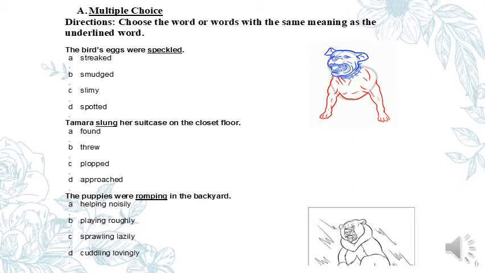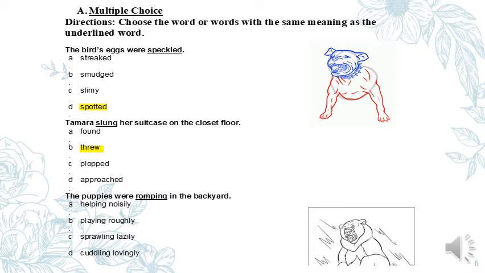Let's take a look at these choices. The bird's eggs were speckled. So what is another word for speckled? Yes, spotted. Tamara slung her suitcase on the closet floor. Slung, we have written many or some of the meanings, and one of them was throw. The puppies were romping in the backyard.